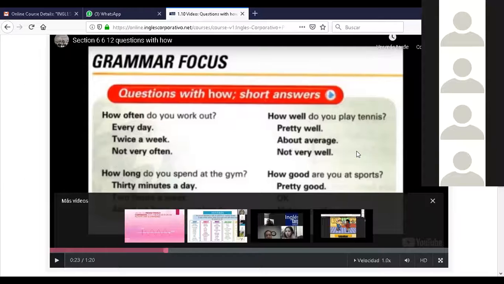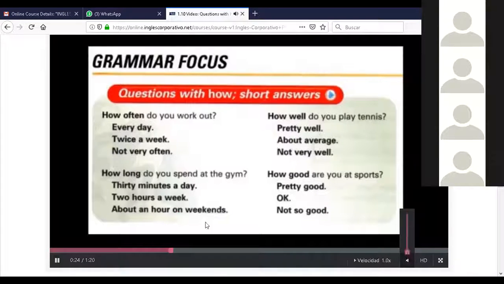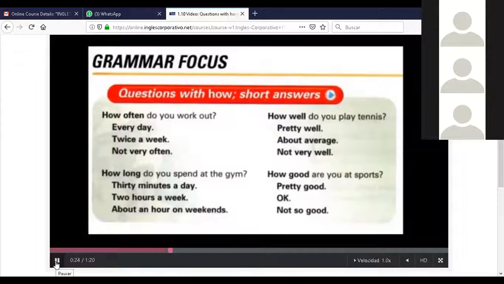How long do you spend at the gym? 30 minutes a day. 2 hours a week. About an hour on weekends.